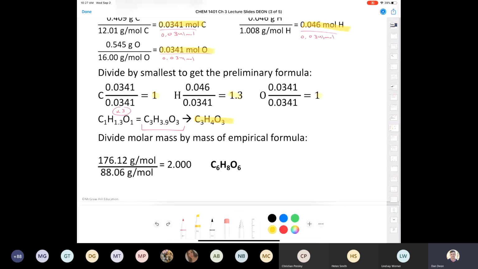Okay, so now we have the empirical formula, right? But we don't have the actual molecular formula. And so we divide the molar mass by the mass of the empirical formula. We get 2. And so we take this empirical formula, we multiply it by 2. And that is the formula for vitamin C. Vitamin C. Okay. And you can even go Google that to be sure that there's not a mistake there. That is the formula for vitamin C.